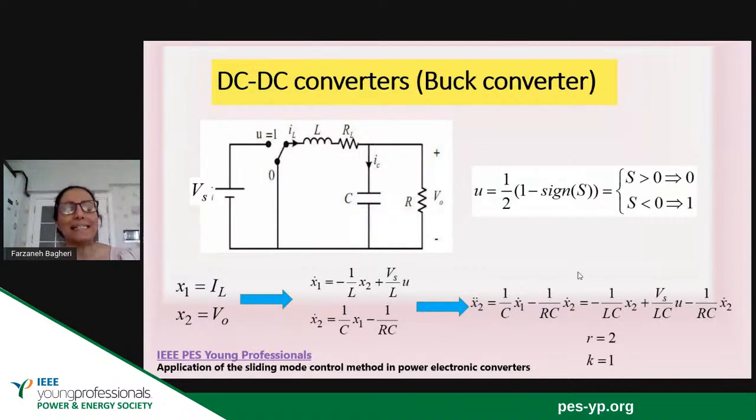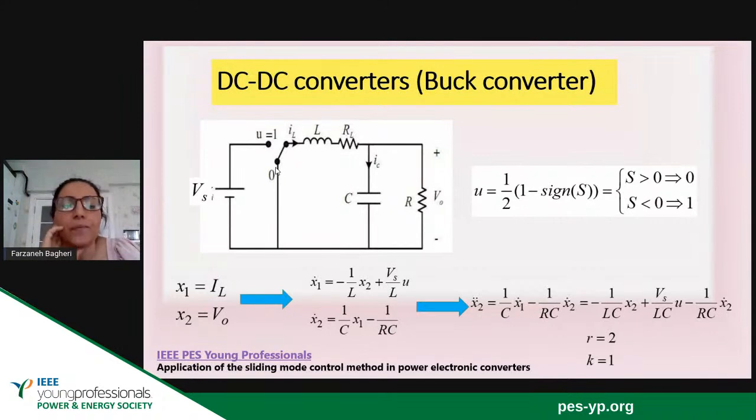We have an LC filter and we have a switch. As you can see, the switch has two positions. Sometimes it is 1, sometimes it is 0. So you have 0 and 1. How can I apply a sliding mode control to this system?